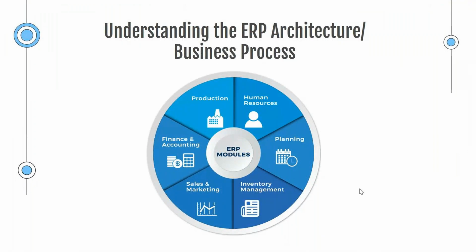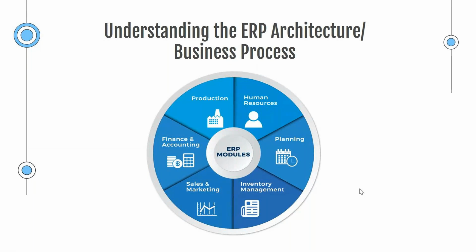So in yesterday's class, we have seen the ERP architecture. ERP stands for Enterprise Resource Planning. This architecture helps in understanding the business process and where exactly ABAP comes in. We understood the architecture of ERP by taking the example of a chocolate factory.